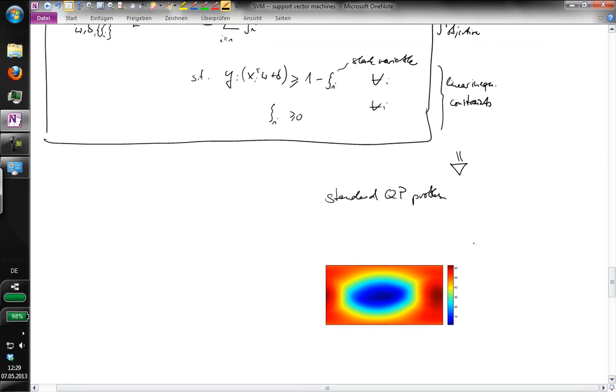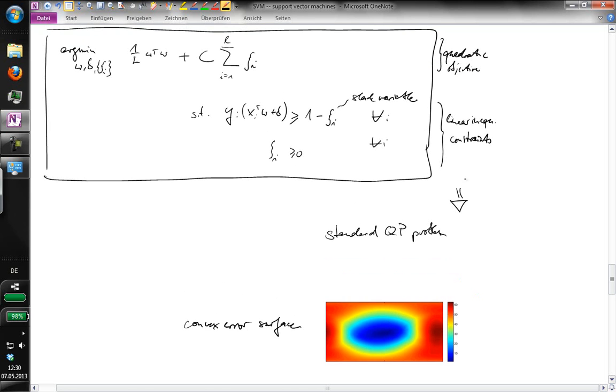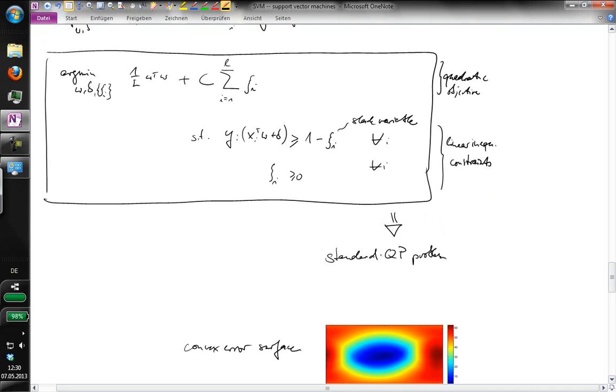And actually, I've shown down here the surface you get if you use the hinge loss rather than the 0,1 loss. So this error surface is for the same configuration of points that were shown before. So this is a standard QP problem, and it can be solved either by gradient descent, or it can be solved in the dual domain. There are many ways to optimize this.